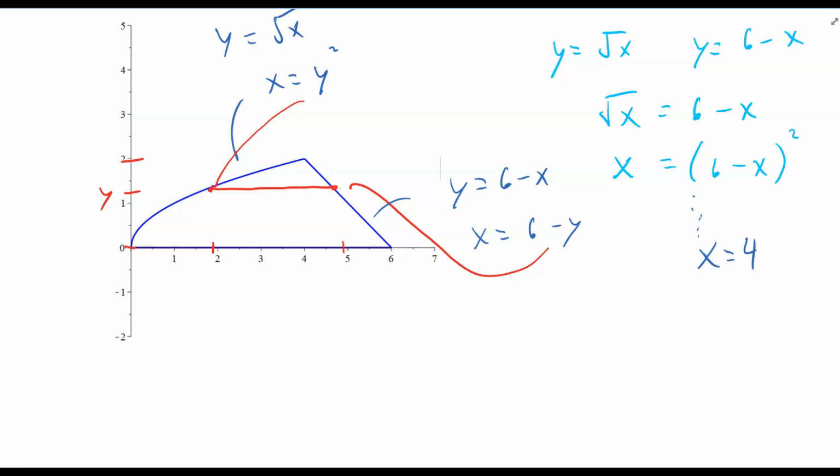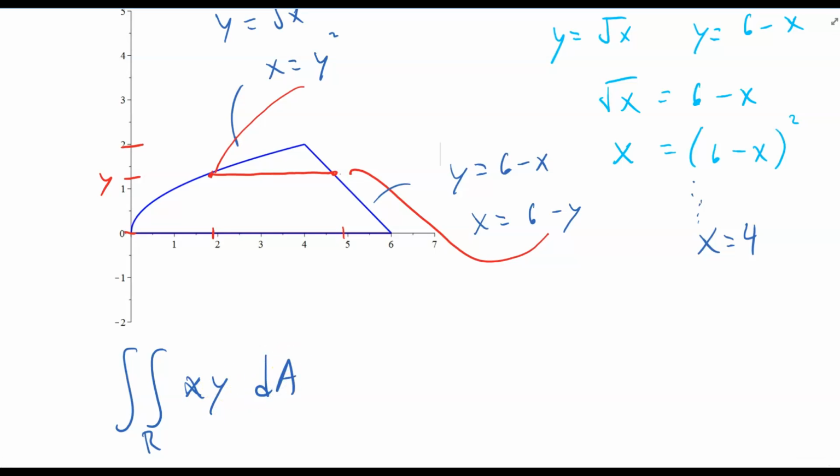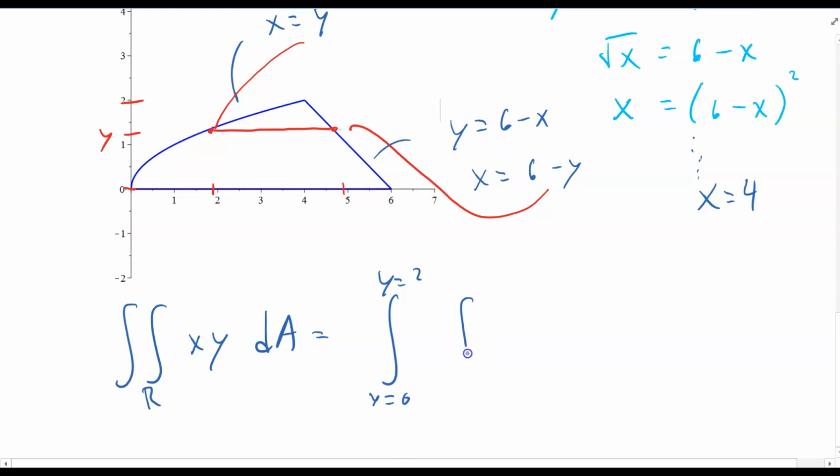So let's finish this up by setting the double integral up and then evaluating it. Our double integral is going to look like this. We've got the double integral over our region of x times y with respect to area. We're going to end up with a dx dy integral for this one. What we said was we're going to let y vary from 0 up to 2. For each one of those y values, we're going to let x vary from the left side, which is y squared, the smaller x value, up to the larger x value, which is the right side, which is 6 minus y. And then we get x times y, and this time it's going to be dx dy.